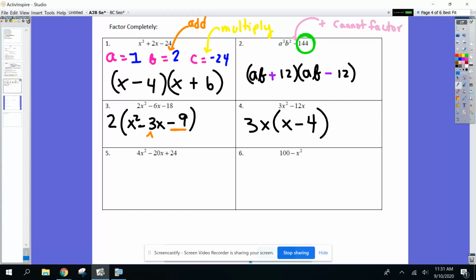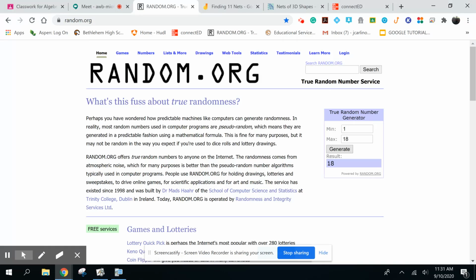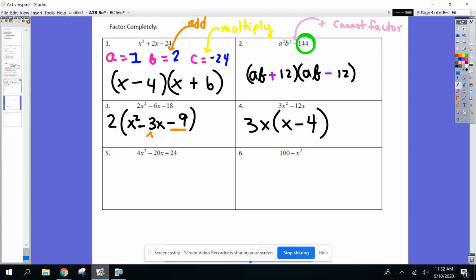4x squared minus 20x plus 24. What method do you want to apply first? Oh, you're loving this, and so am I. 2. Isaiah, what method do you want to try here? GCF. Nice job. You want to let me know what the GCF is?